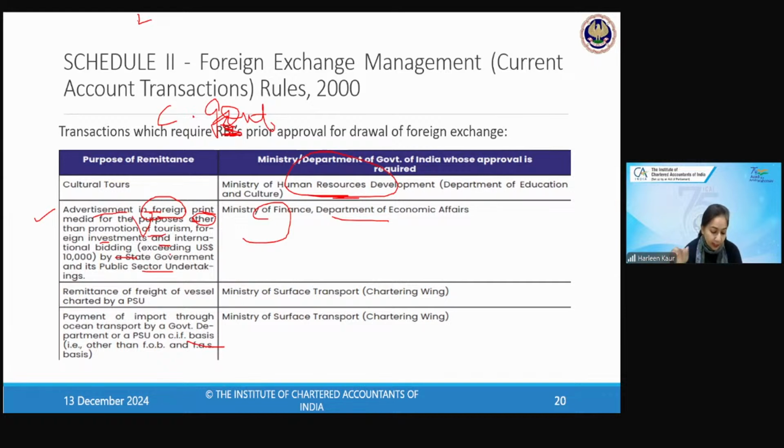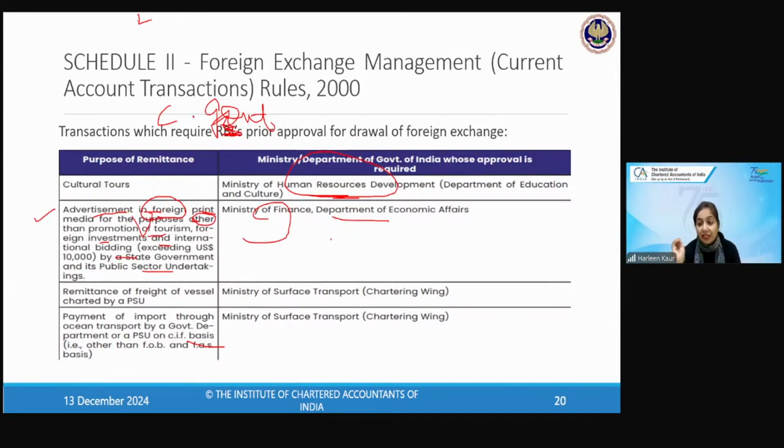Okay. Now it depends upon the amount that you're using. If this print media is for the promotion of tourism, for financial investments, and for international bidding, then do you need the approval? Yes or no? Hurry up, tell me. It is your revision, children. You have already studied about this. Then do you need the approval? No, ma'am, then no approval is required. So if you're giving the advertisement in print media for a purpose other than these three purposes, then only the approval is required. Whose approval is required then? Ministry of Finance, Department of Economic Affairs.